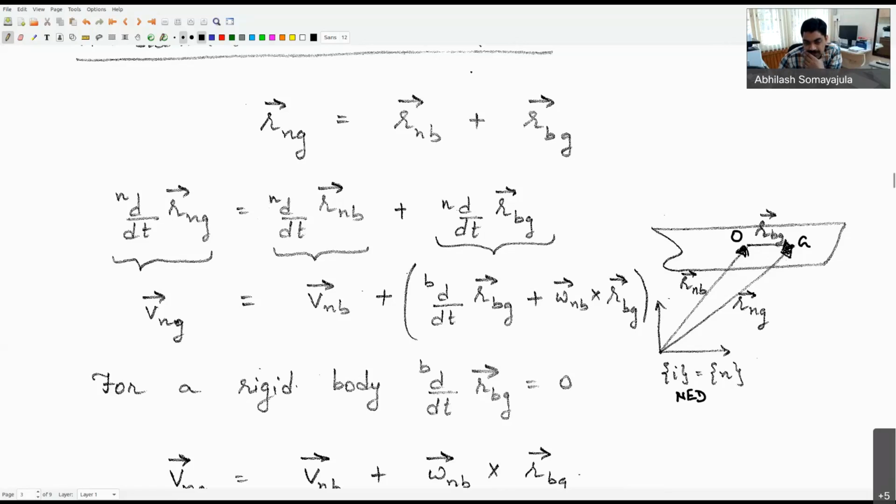Yes, sir. Alright. Now, if I take a derivative of this expression with d by dt in the NED frame, then I get the velocity of the center of gravity with respect to N, equal to the velocity of this body coordinate system's origin with respect to N, plus the derivative of R_BG. Yes?